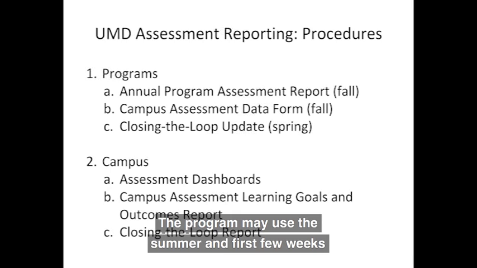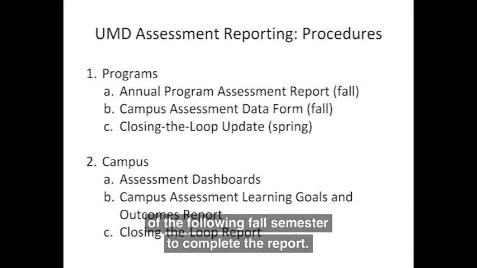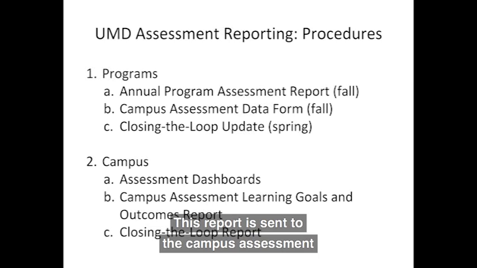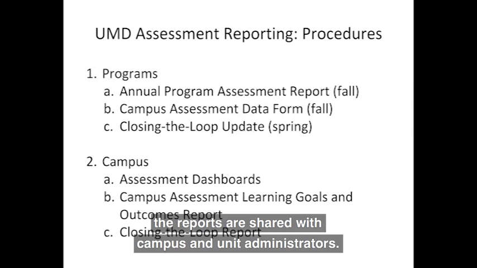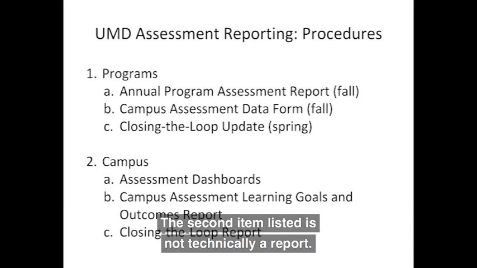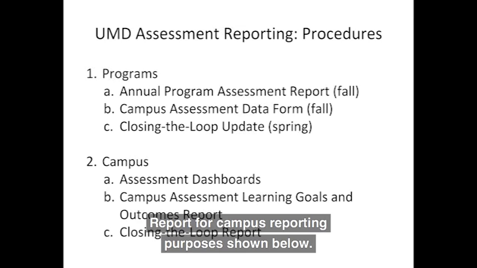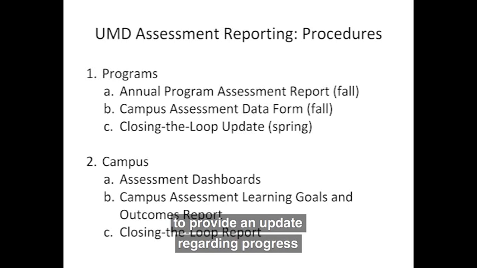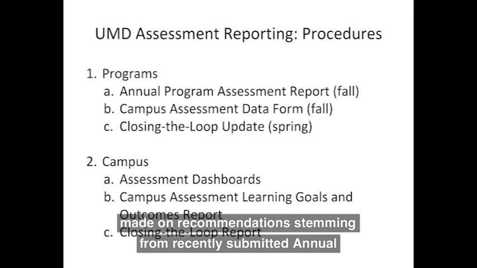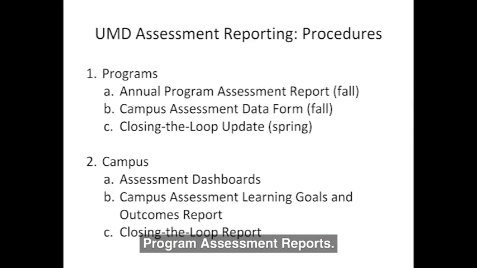The program may use the summer and first few weeks of the following fall semester to complete the report. This report is sent to the campus assessment team, who coordinates the processes by which the reports are shared with campus and unit administrators. The second item listed is not technically a report. Rather, this form is used by the programs to summarize information from the annual program assessment report for campus reporting purposes shown below. Third, programs also complete a short form each spring to provide an update regarding progress made on recommendations stemming from recently submitted annual program assessment reports.